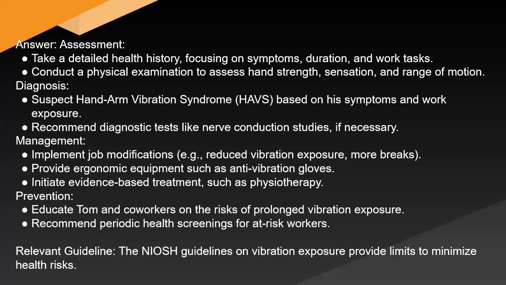Conduct a physical examination to assess hand strength, sensation, and range of motion. Diagnosis: suspect hand-arm vibration syndrome, based on his symptoms and work exposure, and recommend diagnostic tests like nerve conduction studies if necessary. Management: implement job modifications, e.g., reduced vibration exposure and more breaks, provide ergonomic equipment such as anti-vibration gloves, and initiate evidence-based treatment such as physiotherapy. Prevention: educate Tom and coworkers on the risks of prolonged vibration exposure, and recommend periodic health screenings for at-risk workers. Relevant guideline: the NIOSH guidelines on vibration exposure provide limits to minimize health risks.